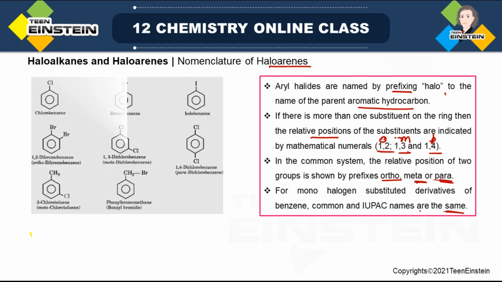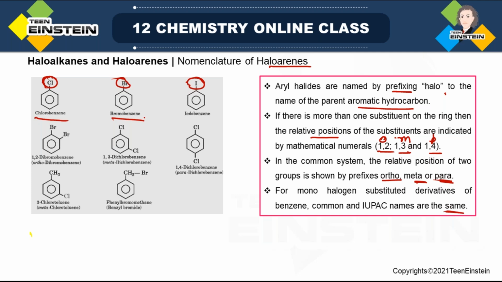Now look at these examples. The first 3 examples, they are monohalo substituted. And see, here only one term is given. You can call it common system name or IUPAC system name, both are same. First you have to write the halo, chloro, bromo or iodo, and then you write benzene.